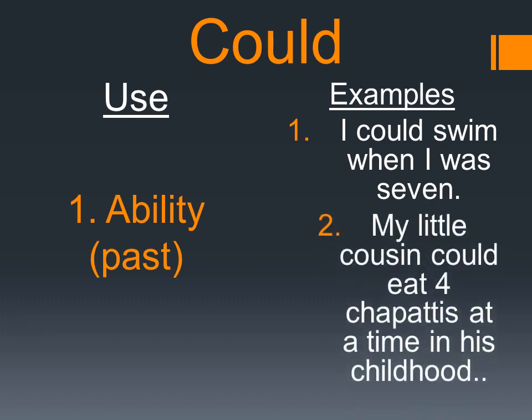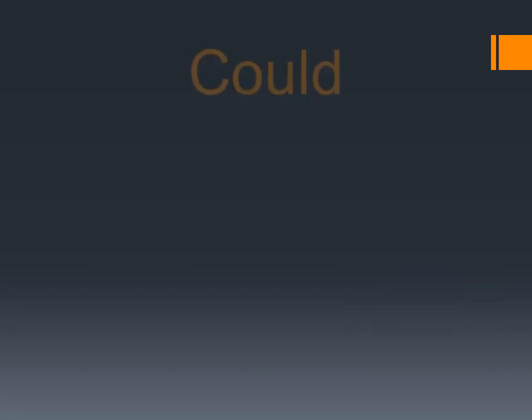My little cousin could eat 4 chapatis at a time in his childhood. Now I am talking about the childhood of my little cousin. So here I am talking about the past and the ability of the past, that what could I do when I was 7, or how many chapatis my little cousin could eat.